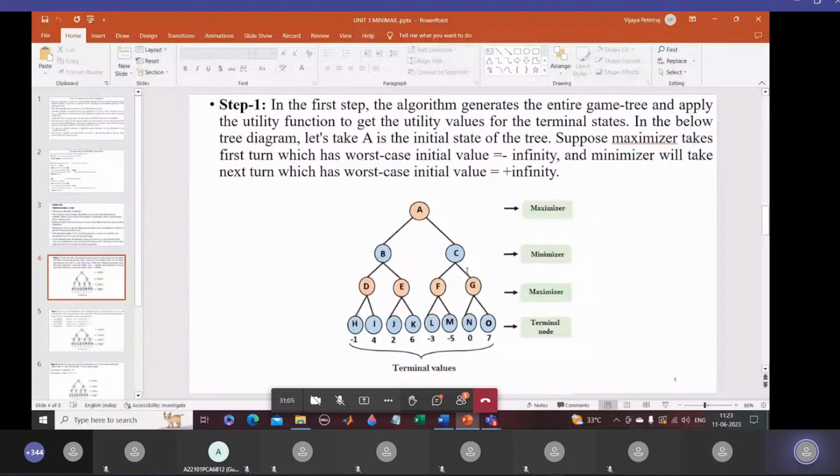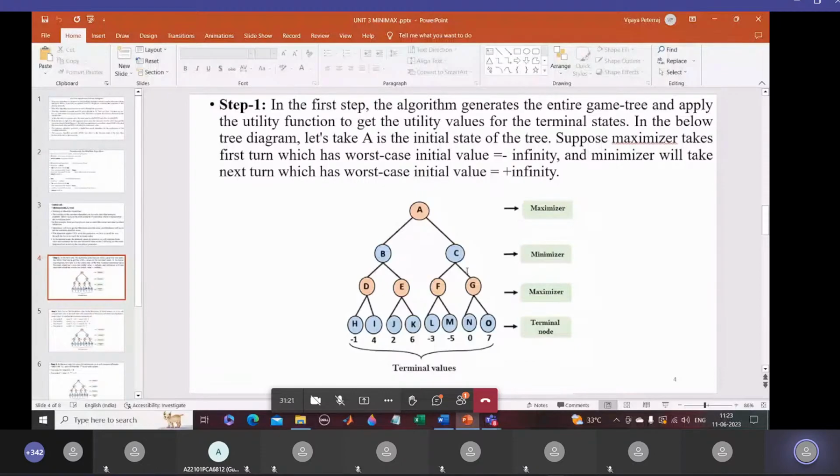Now consider the terminal values. In the first step, the algorithm is going to generate the entire tree and apply all the functions to get the utility values for the terminal state. For some sort of functions they are using AI, and people are saying AI and data science.